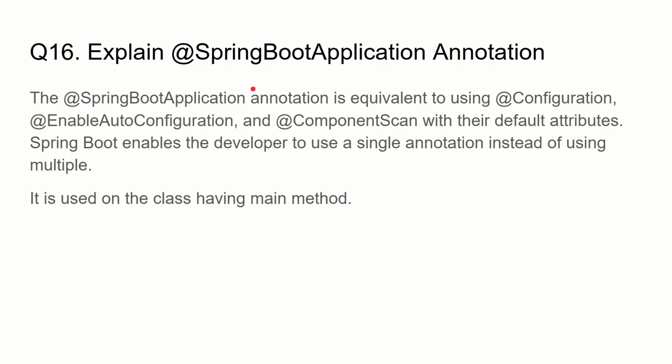First question can be asked on the most basic annotation of Spring Boot, which is the @SpringBootApplication annotation. So the @SpringBootApplication annotation is equivalent to using @Configuration, @EnableAutoConfiguration, and @ComponentScan with their default attributes. Spring Boot enables the developer to use a single annotation instead of using multiple annotations. It is used on the class having the main method.